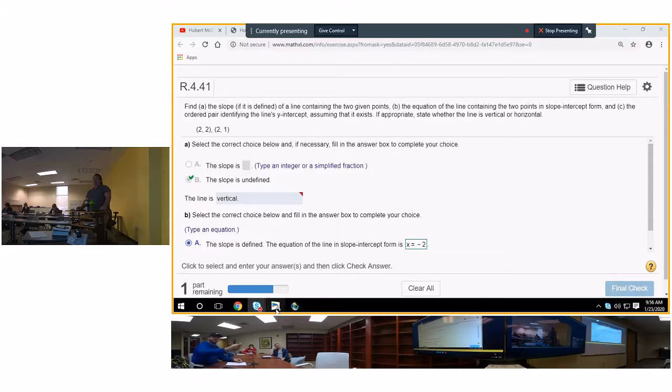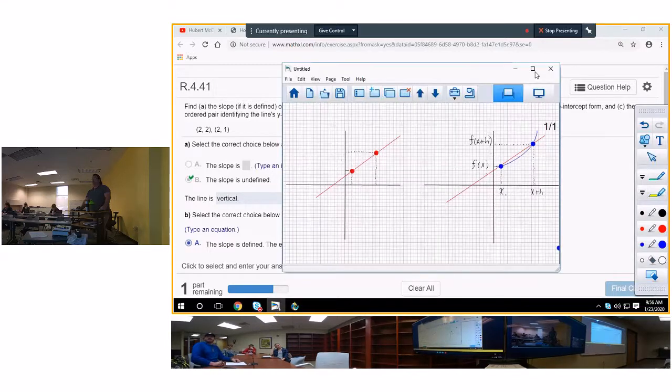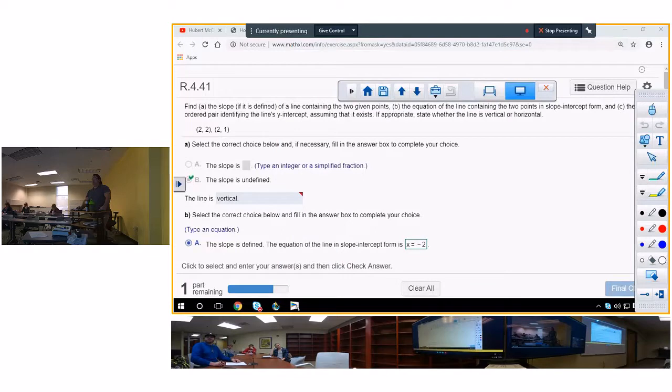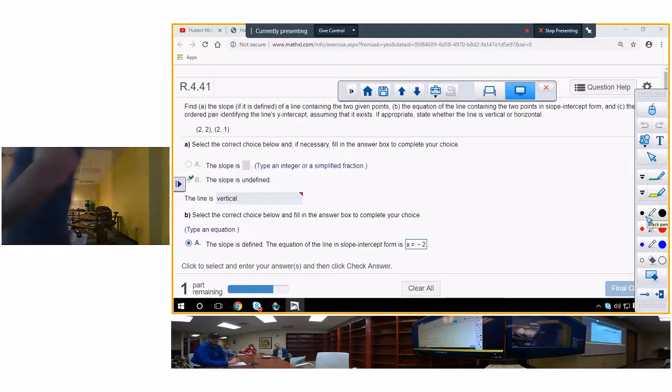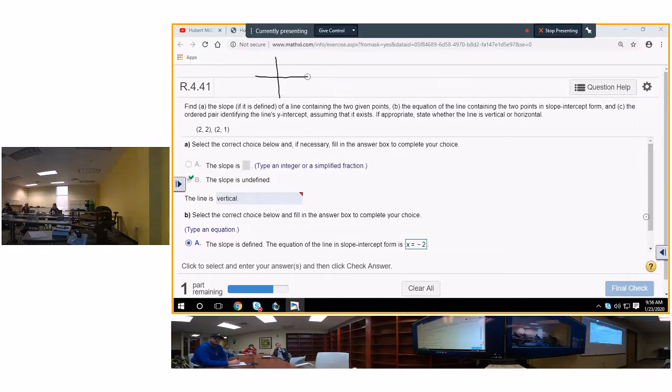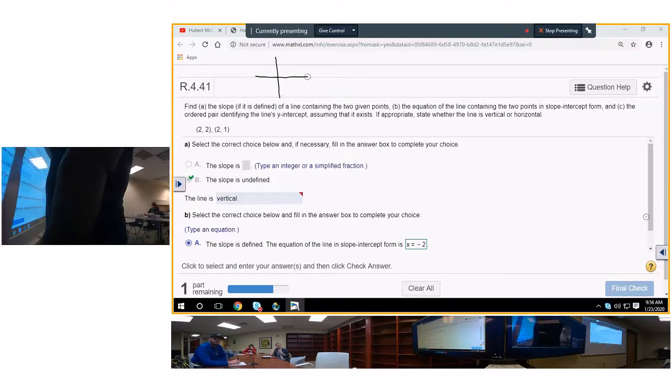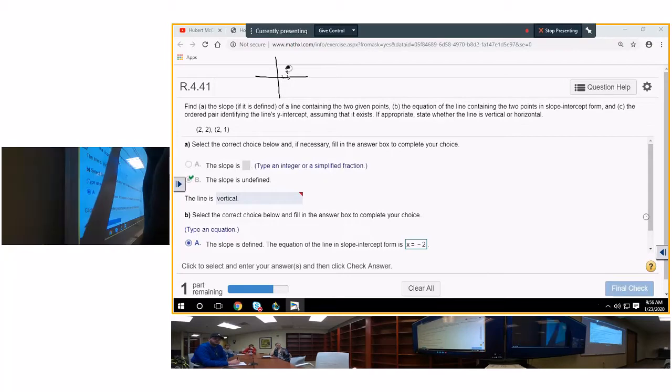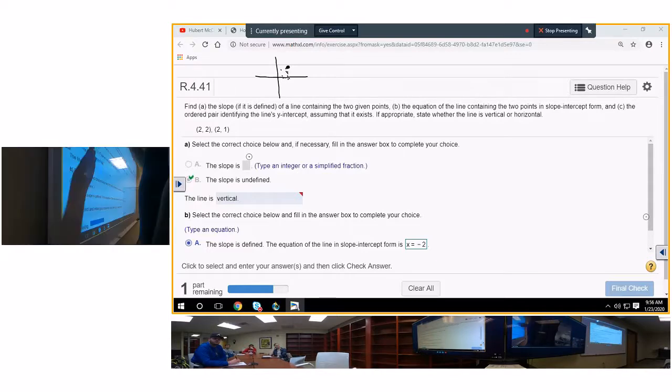I'm waiting for my whiteboard. Vertical is wrong. Whiteboard.